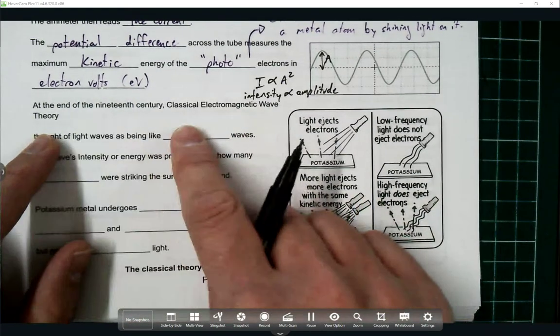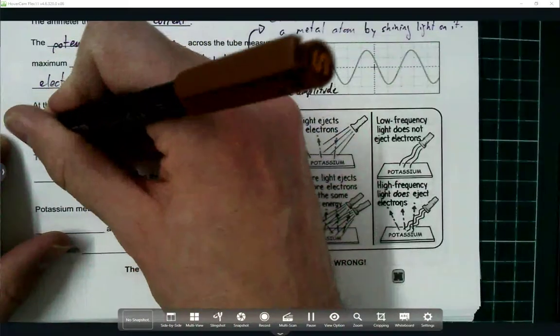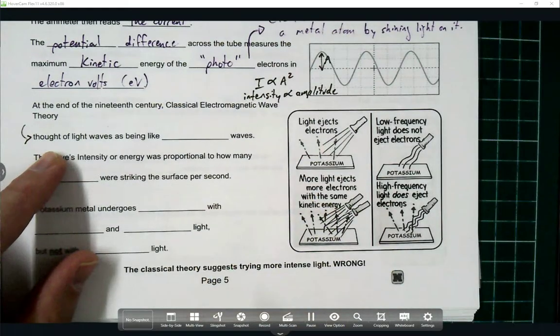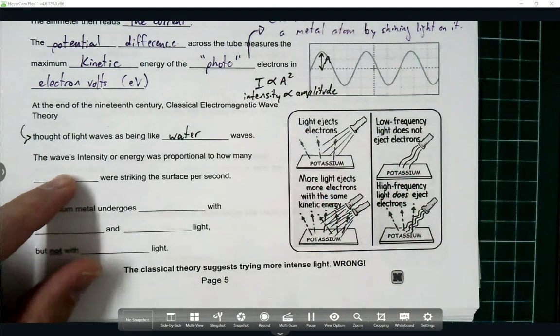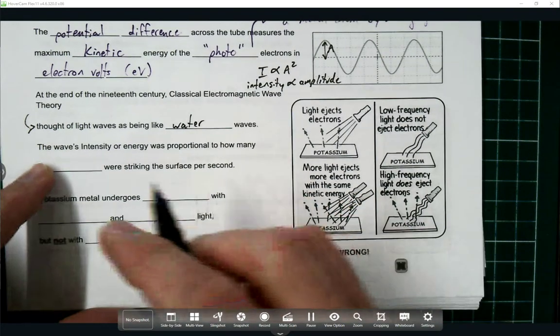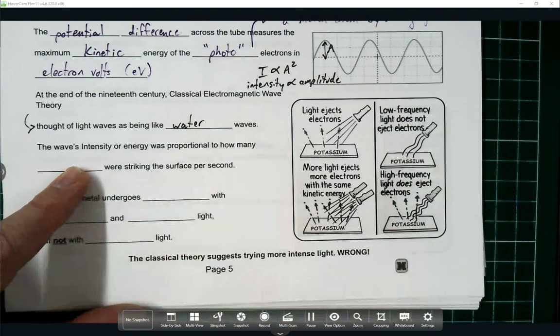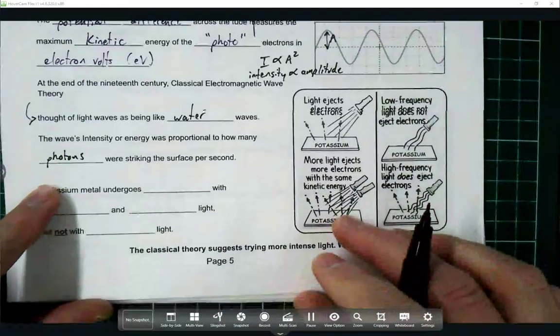Anyway, around the end of the 19th century, classical electromagnetic wave theory was saying this. They thought of light waves as being like water waves. And we've talked previously about the fact that it was around this time, with the Michelson-Morley experiment, that people were talking about whether light waves needed a medium or not. And of course, we came to the conclusion that they do not need a medium. So they have some similarities, but they're not the same as water waves. But these waves' intensity or energy was proportional to how many photons were striking the surface per second.